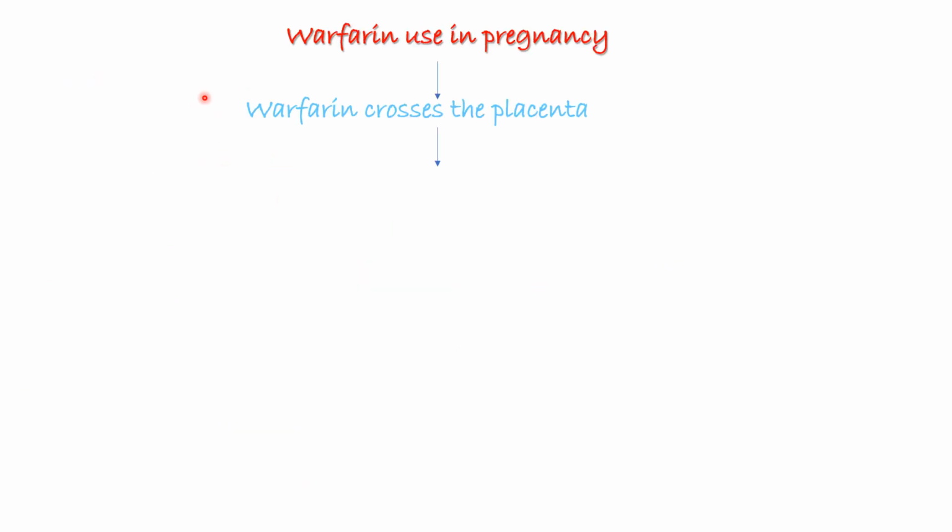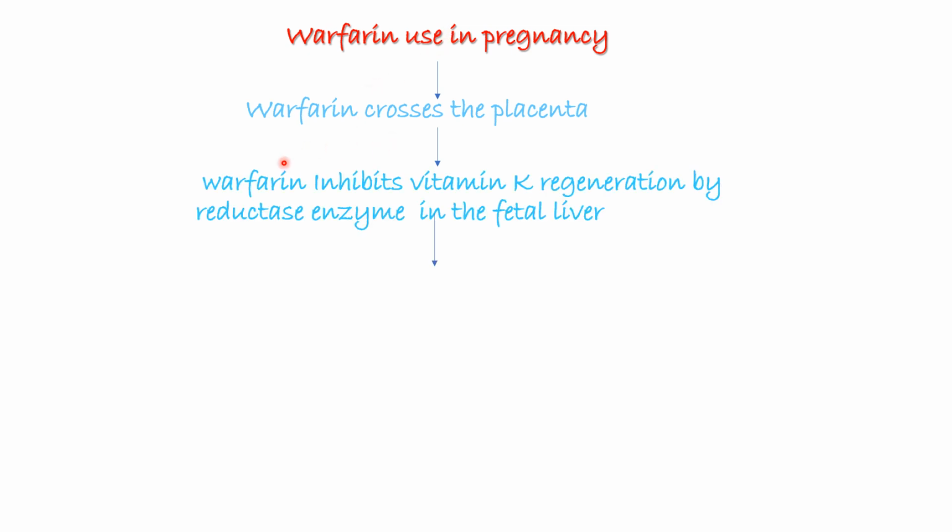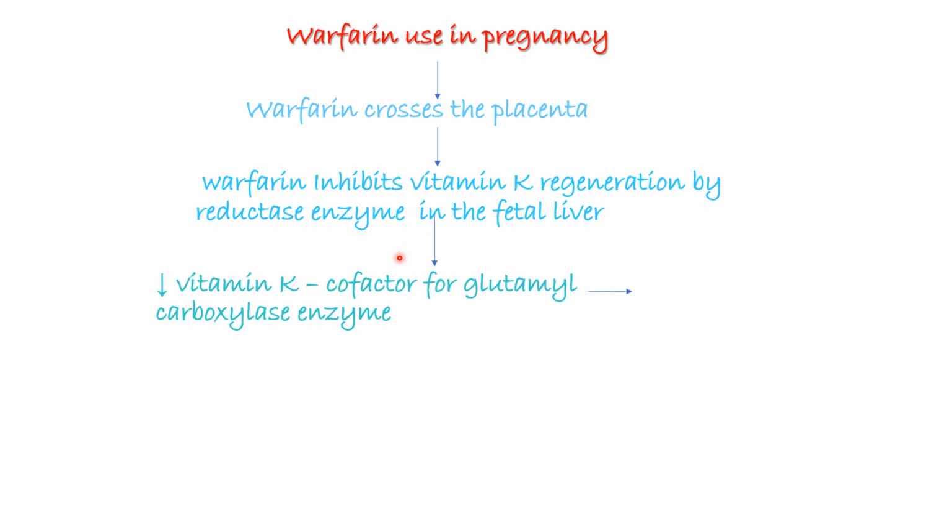Now let's look deeply at what happens when you give warfarin in pregnancy. When you use warfarin in pregnancy, it crosses the placenta. The mode of action of warfarin, as I said, is vitamin K antagonism. So it inhibits vitamin K regeneration by the reductase enzyme in the fetal liver. Now we are in the fetus.